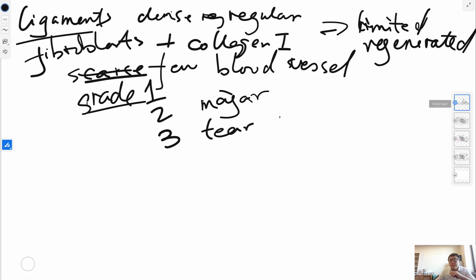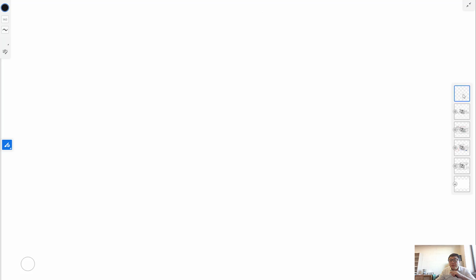And then compared to ligament, let's talk about the tendon. What's the difference between the ligament and tendon? Ligaments join bone to bone, and tendons join muscle to bone. And there are also other differences. Tendons by their structure are also different from the ligaments.